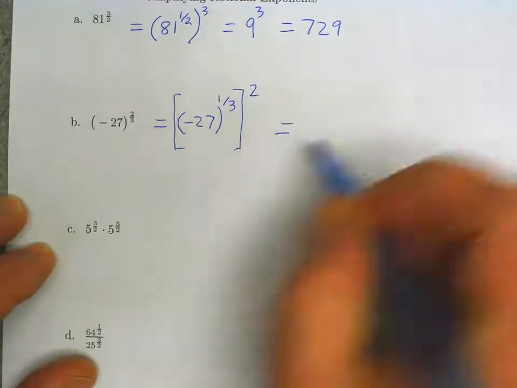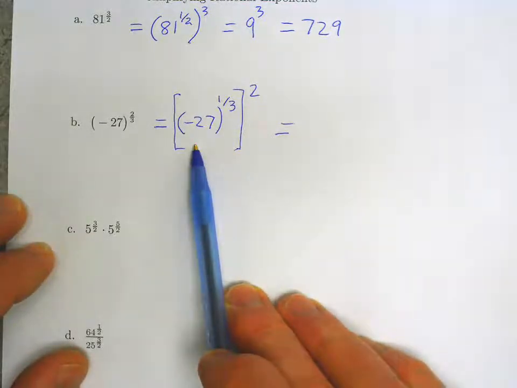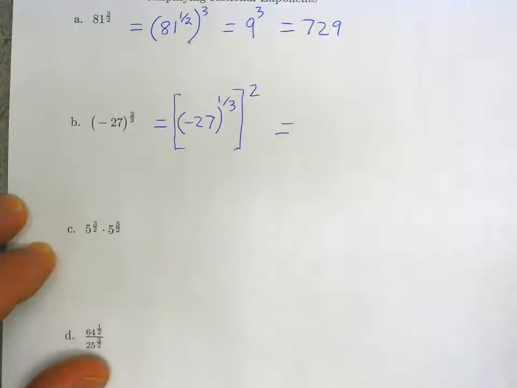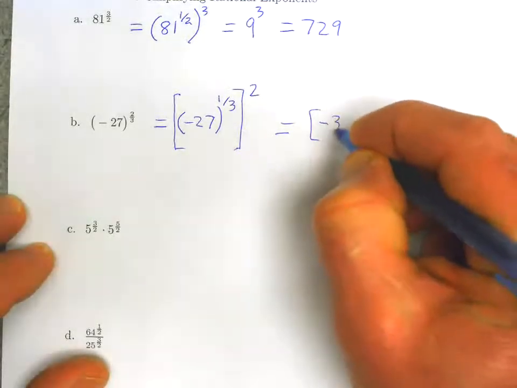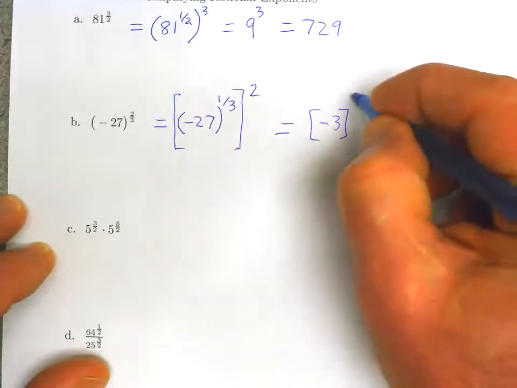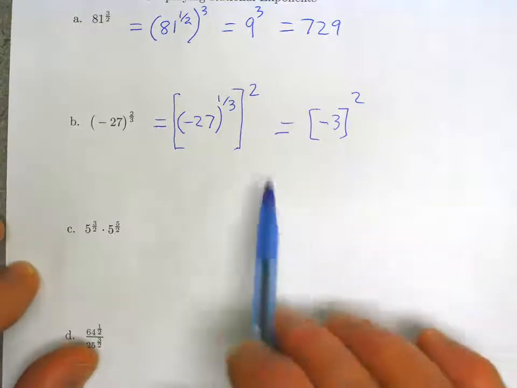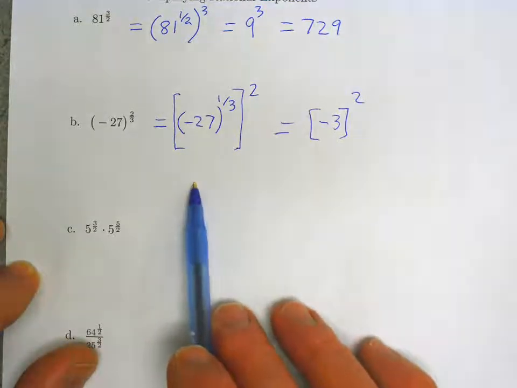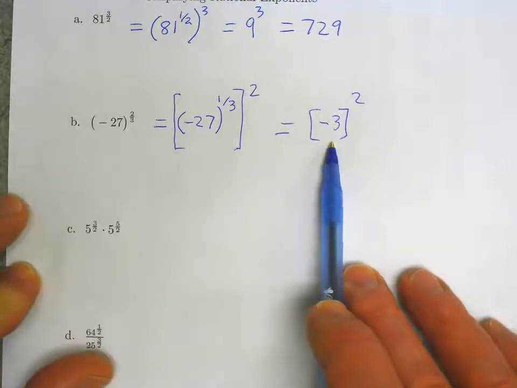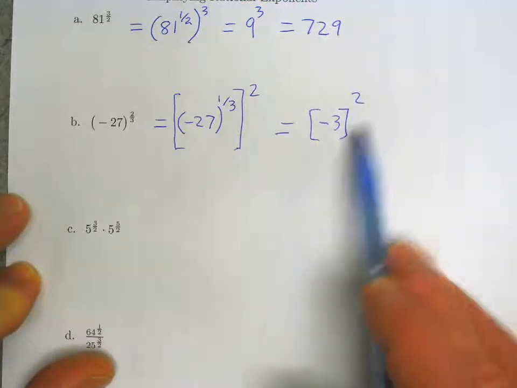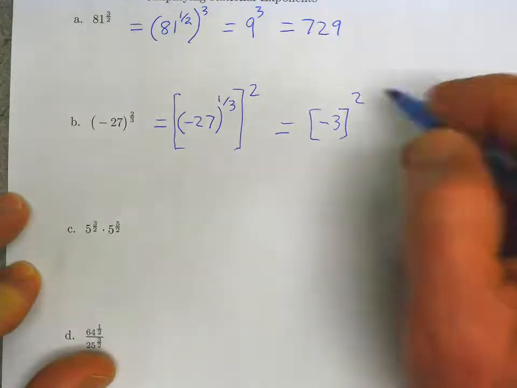But on the inside of the brackets, we're going to replace -27 to the 1/3 with -3, because the cubed root of -27 is -3. In other words, that means that the number -3 to the third power is -27. Okay, then we raise the number -3 to the second. That just means -3 times -3, which is +9.